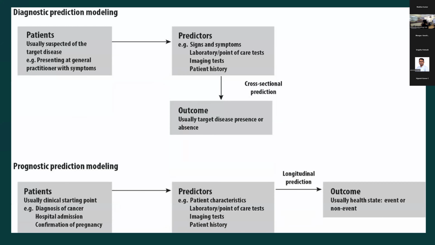So we have two types of prediction. One is you predict the diagnosis. You have patients in whom you suspect a certain disease. There are certain clinical symptoms and signs. You order lab tests, imaging, and then you predict if the disease is present or not. Prognostic prediction is a little bit different. At the starting point you have the patient with a diagnosis or something of a prognosis. You predict using your lab tests, patient characteristics, imaging, and then you predict the long-term outcome. This is more of a longitudinal prediction. So there are two types, diagnostic and prognostic prediction modeling.